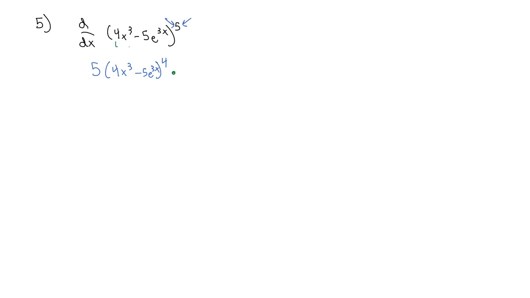Then we multiply by the derivative of whatever was inside that. So the derivative of 4x cubed is 12x squared minus the derivative of e to the stuff is e to the stuff.